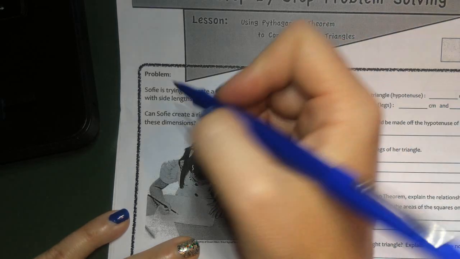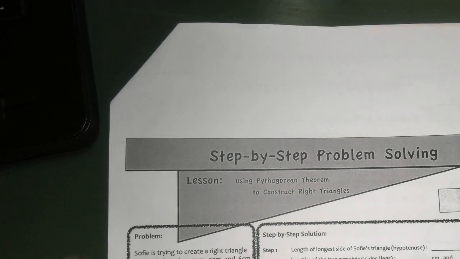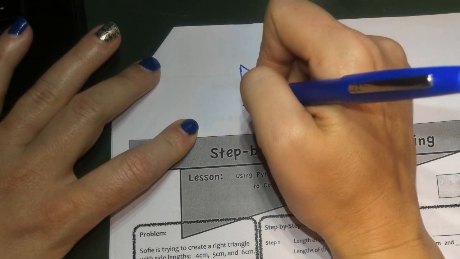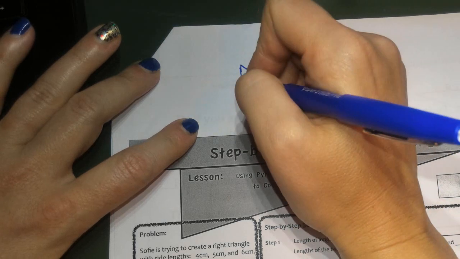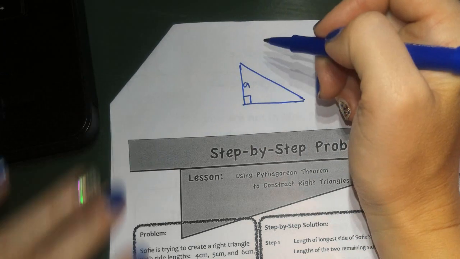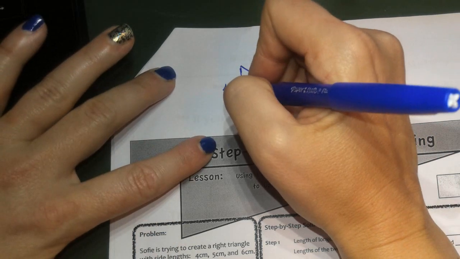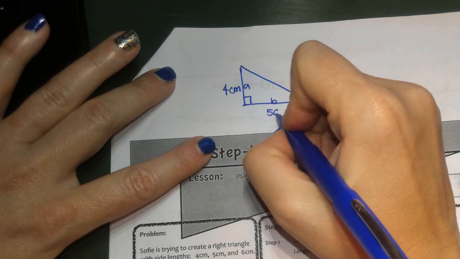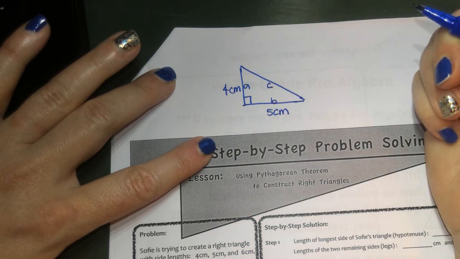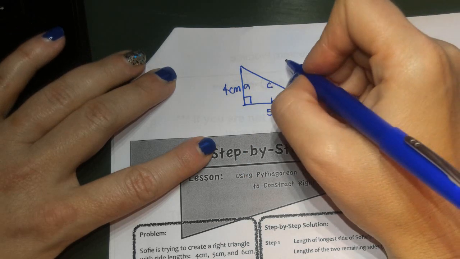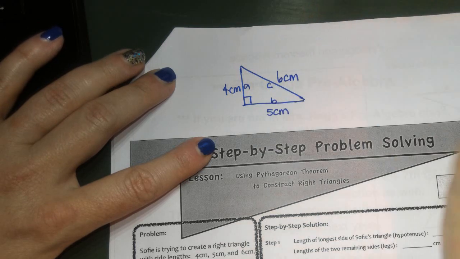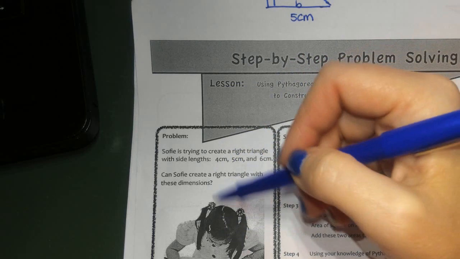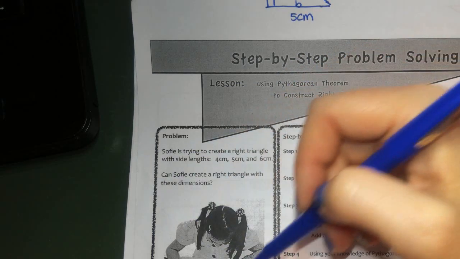Okay, so let's draw that. Let's go up here and draw that. There's my right triangle, right? This is going to be my A, which is the shortest side. What was that? 4 centimeters. This is my B, which is the next longest. That's my 5 centimeters. And always, always, always the slanted side is your C, your hypotenuse, which is 6 centimeters. Okay? I just drew what Sophie's trying to draw.